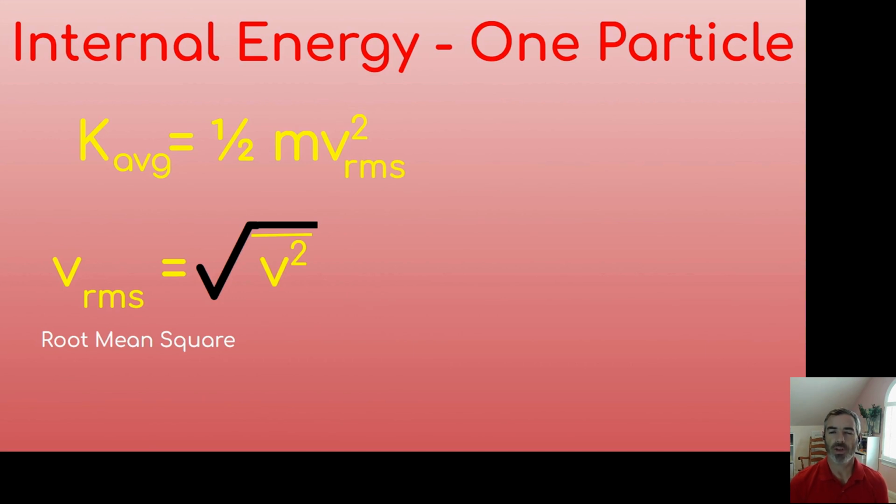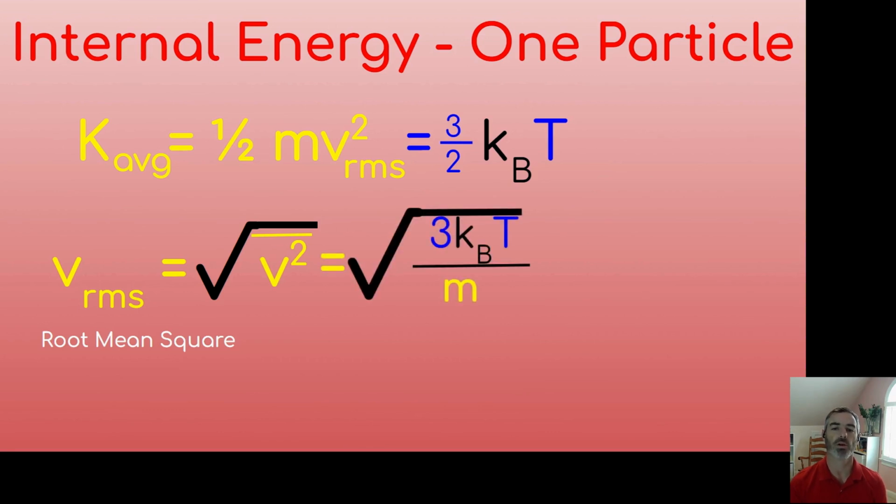Now, there's a long derivation that we could go through, but I decided we're just going to use this equation: the average kinetic energy of a particle is 3/2 the Boltzmann constant times the temperature, which is a little bit easier to find the internal energy of one particle using the Boltzmann constant. So if we use that equation and we solve and divide by mass, the 1/2 would cancel out, and then we take the square root of each side, we end up getting the VRMS is the square root of 3 kBT divided by m.